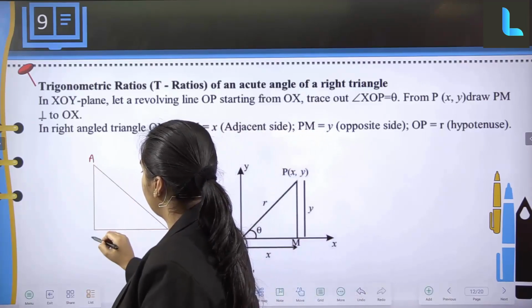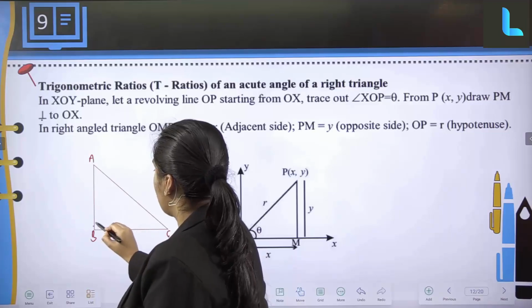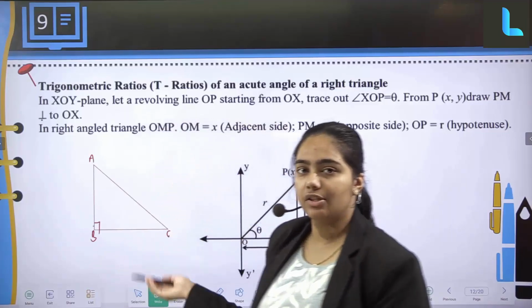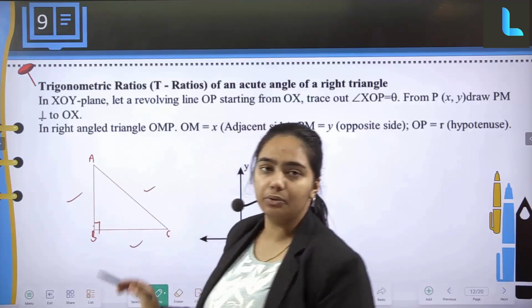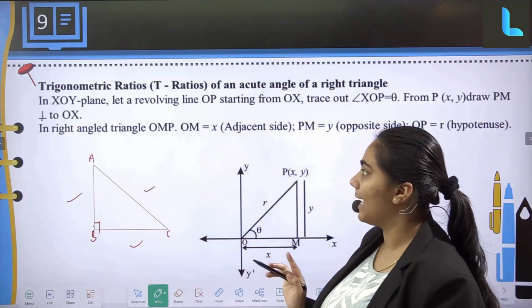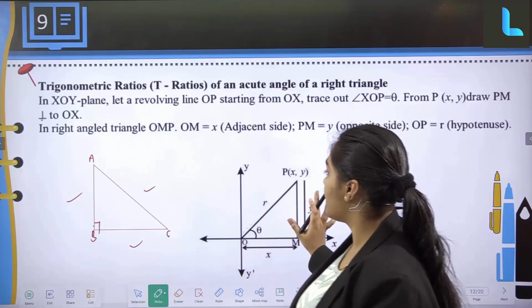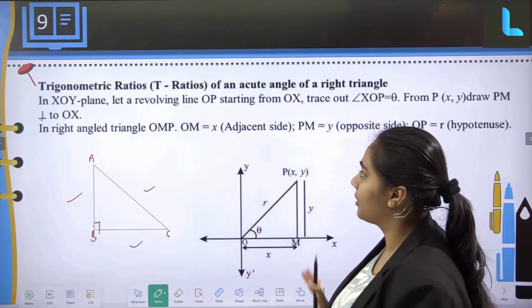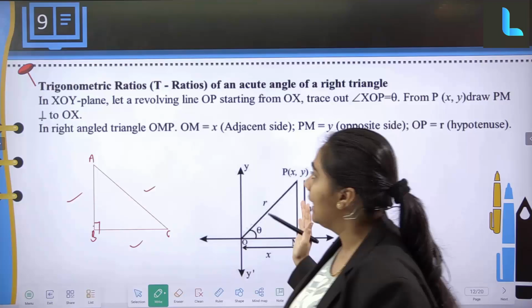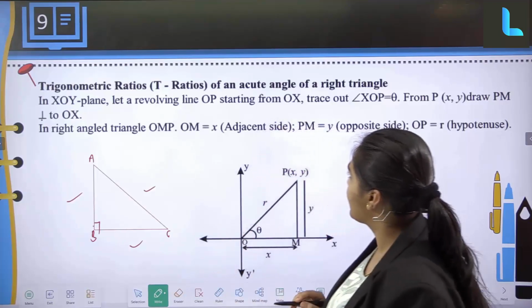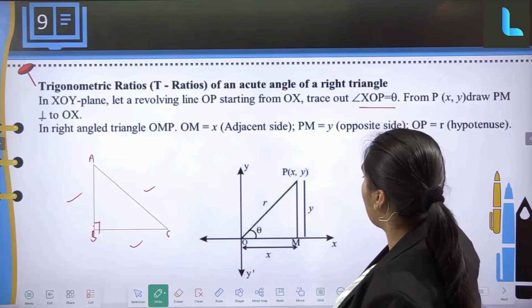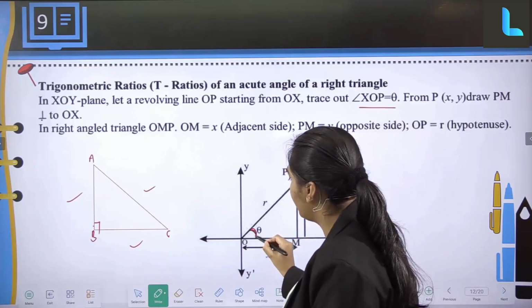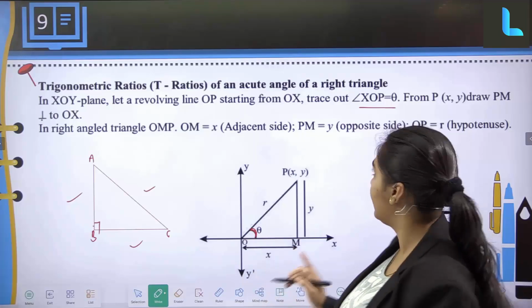So ABC, if you consider B to be your angle which is equal to 90 degrees, this is your hypotenuse square, and other two sides is what you'll be having. In the same diagram, if you just have to consider in the x-y plane, let a revolving OP starting from OX trace out XOP, which is going to be angle theta. So over here they have given you angle O to be equal to theta.